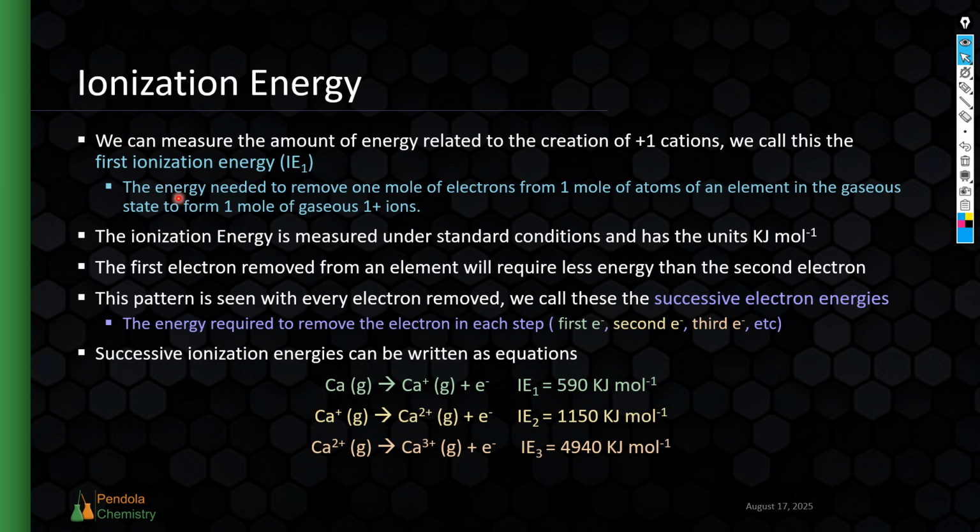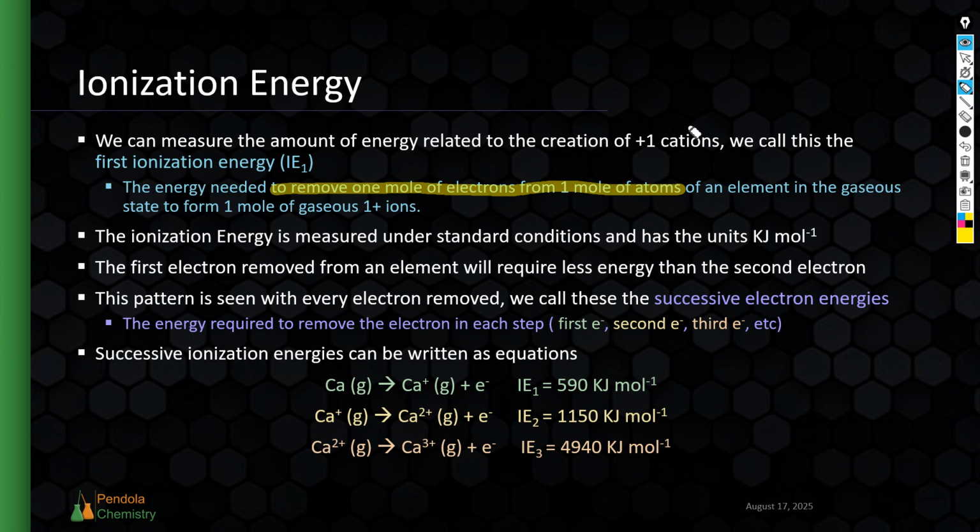The first ionization energy refers to the amount of energy needed to remove 1 mole of electrons from 1 mole of atoms of an element in the gaseous state to form 1 mole of gaseous +1 ions. Now notice how we have this definition highlighted, and that's because this is a very important definition with multiple parts that we need to be aware of. Let's start with the energy needed to remove 1 mole of electrons from 1 mole of atoms.